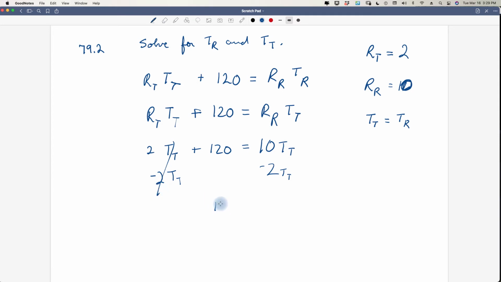So that cancels. 120 equals 8 T sub T. And 120 divided by 8 is going to be, let's see if I have that right so far, going to be 15. So dividing both sides by 8, 15 is equal to T sub T. And since T sub T equals T sub R, we know that T sub R also equals 15.